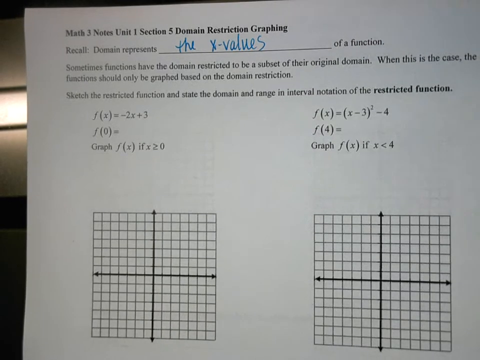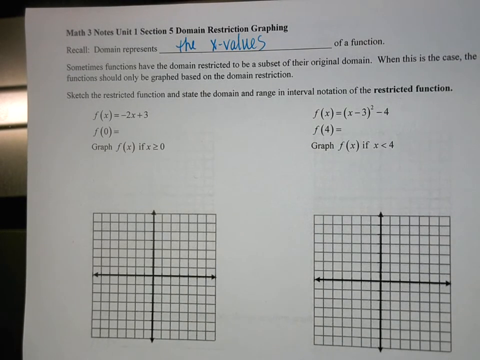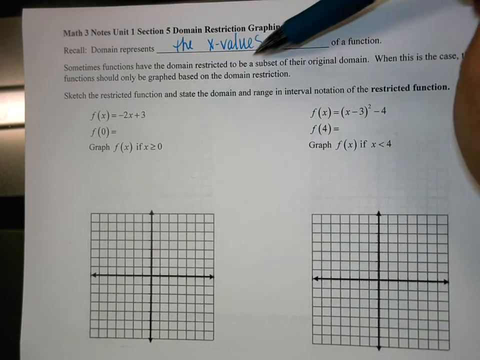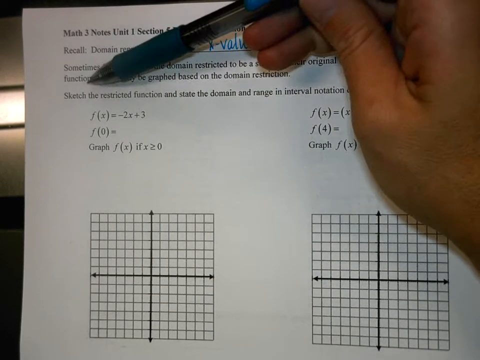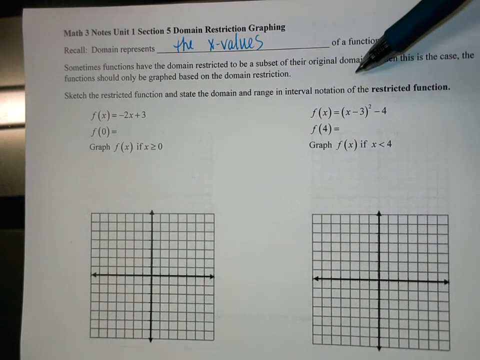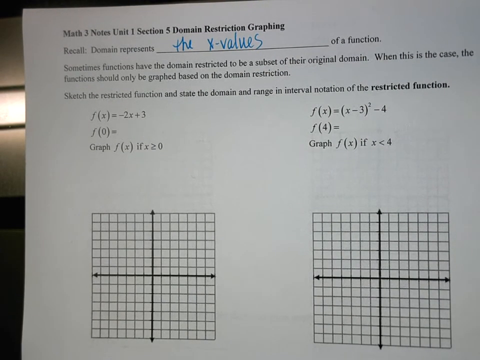So what they're saying is they're just asking for one piece of the graph. Okay? When this is the case, the function should only be graphed based on the domain restriction. Sketch the restricted functions and state the domain and range in interval notation of the restricted functions.